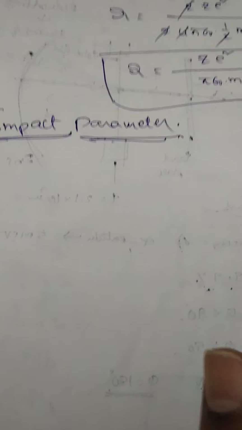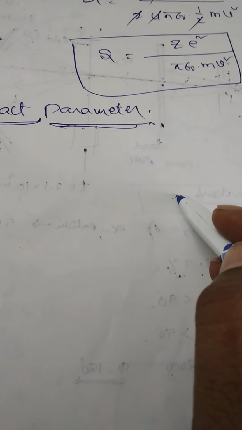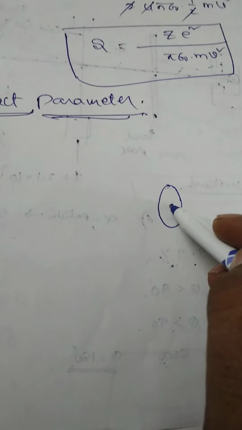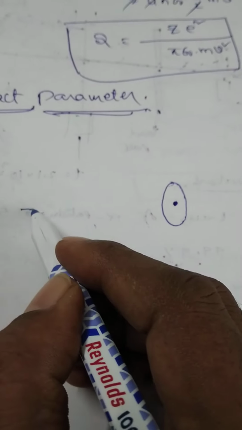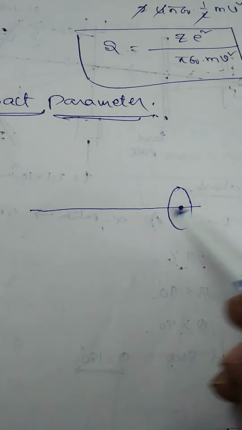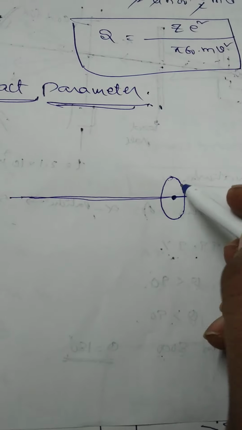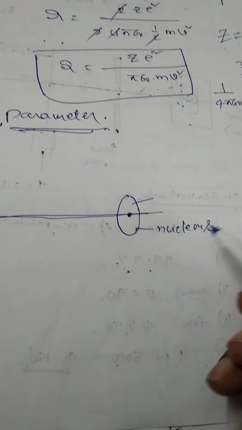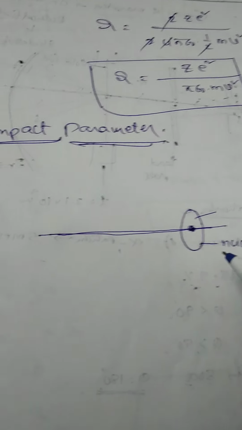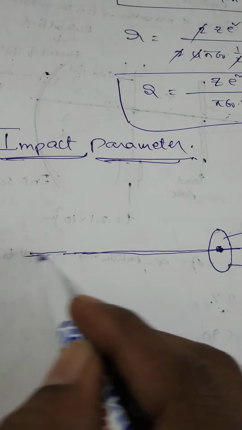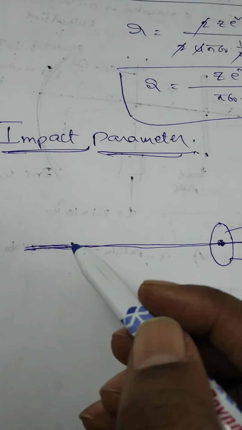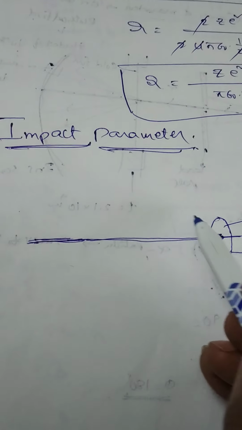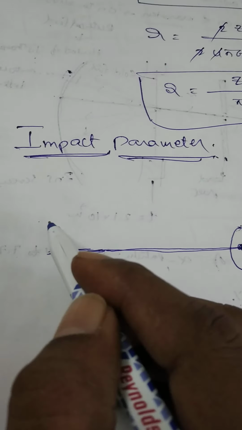Impact parameter is very simple. Suppose this is a nucleus, and this is the center of the nucleus. This is a straight line passing through the center of the nucleus. Again, an alpha particle, which is nothing but the helium nucleus, approaches the stationary nucleus from infinite separation.